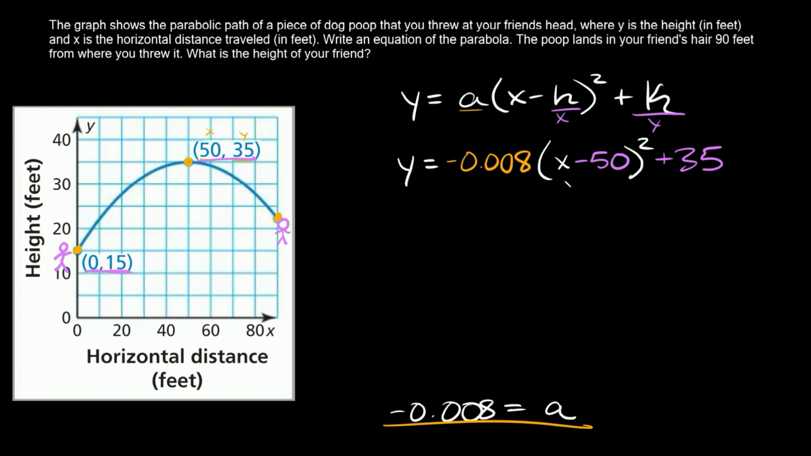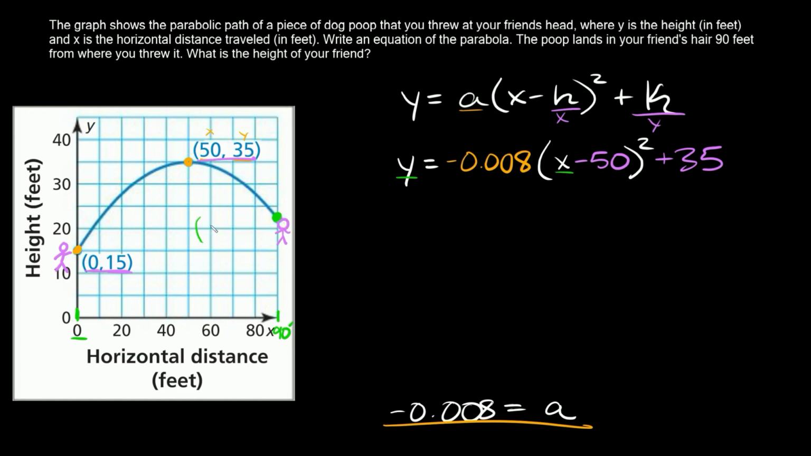Okay, and the key point that you want to notice is that x and y are free, right? We don't have any numbers plugged in for x and y right now. And that's good because now we can figure out what this point is right here, right? Where the poop landed in your friend's head. So we don't know where this point is exactly, but the problem says the poop lands in your friend's hair 90 feet from where you threw it. So if this is where you threw it at 0, then where it hit him over here is 90 feet.